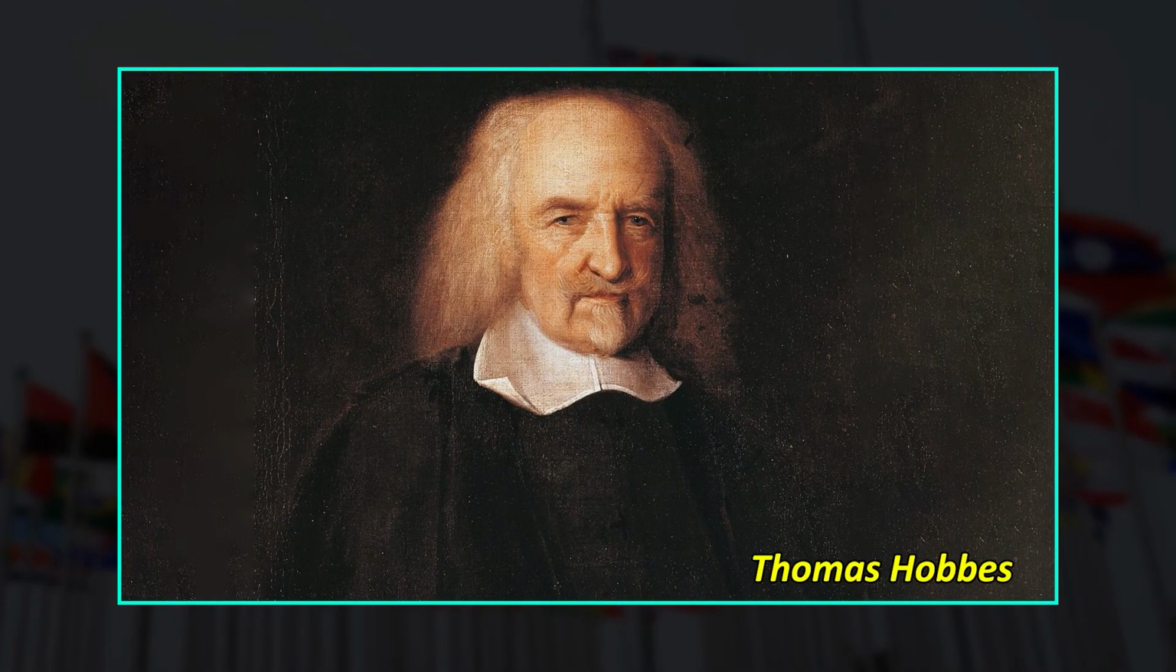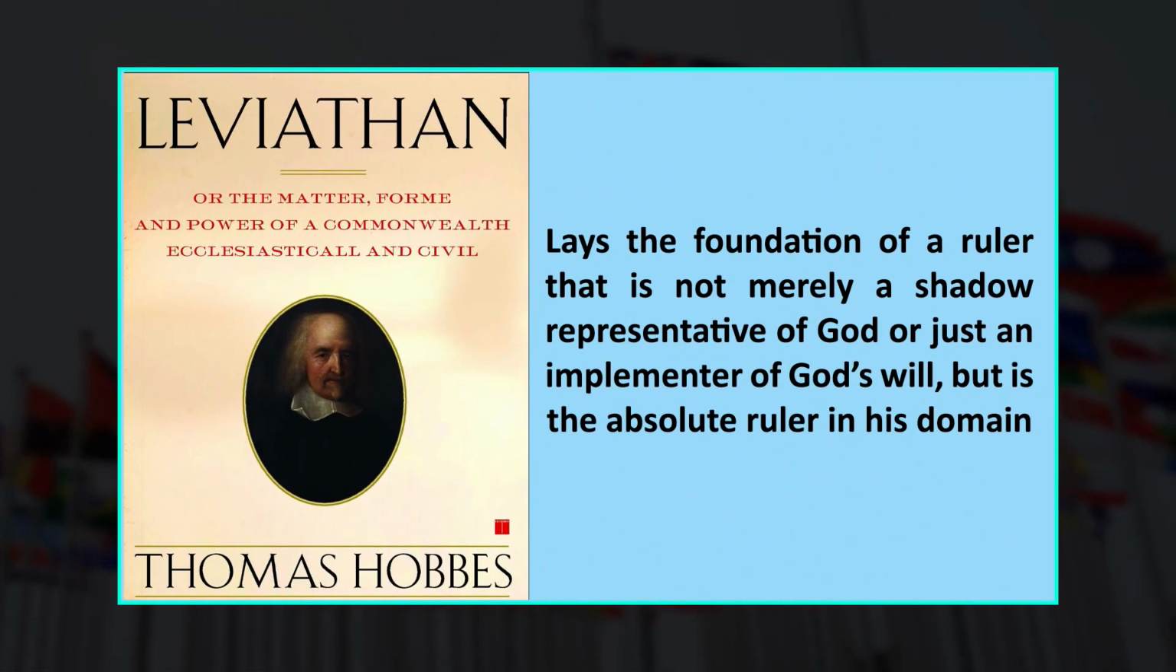While the general understanding was that God was the sovereign and that rulers governed as God's ministers, however, there were attempts made by some people to sever government from the domain of heaven. One such effort was that of English political philosopher Thomas Hobbes. In his work Leviathan, published in 1651, Hobbes lays the foundation of a ruler that is not merely a shadow representative of God or just an implementer of God's will, but is the absolute ruler in his domain.